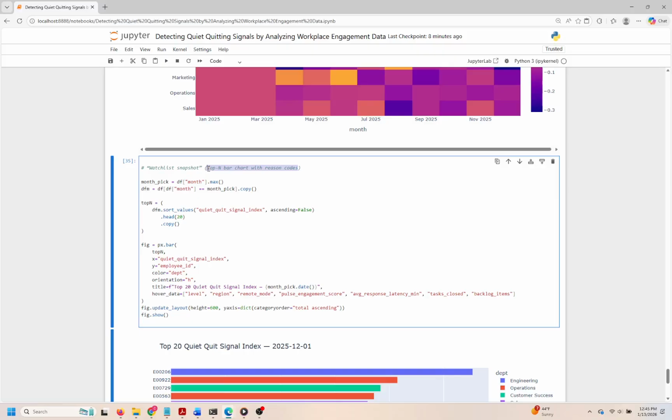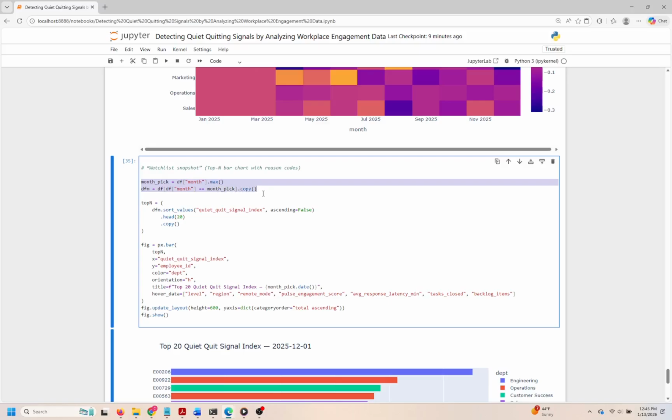Cell 17. In this cell, we're generating a bar chart that visualizes the top 20 employees exhibiting signs of quiet quitting for the most recent month available in our dataset. This visualization is crucial because it highlights individuals who may be disengaged or underperforming, allowing us to investigate the underlying reasons and address potential issues proactively. We start by identifying the most recent month in our data, which sets the context for our analysis.